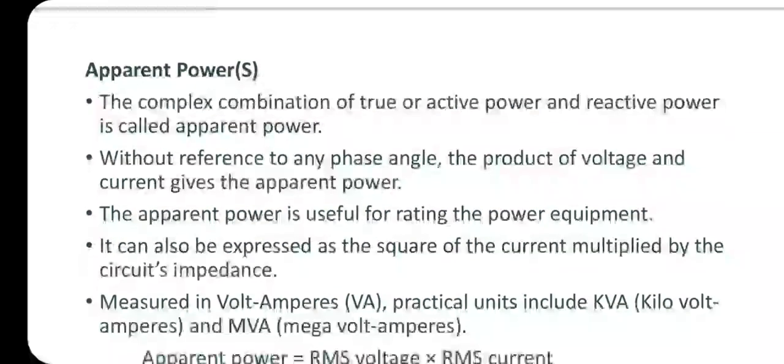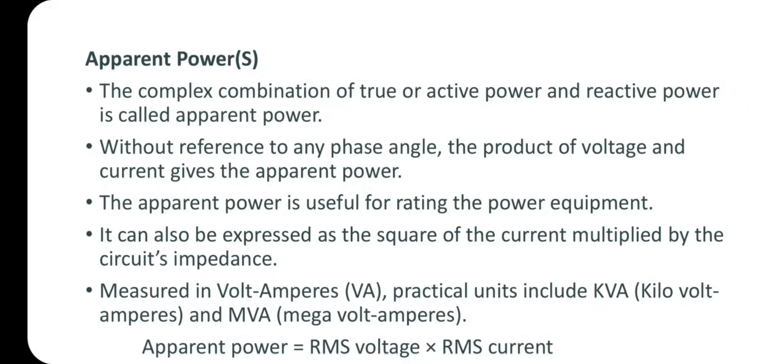What is apparent power? That is S. The complex combination of true or active power and reactive power is called apparent power. Without reference to any phase angle, the product of voltage and current gives the apparent power. The apparent power is useful for rating the power requirement.